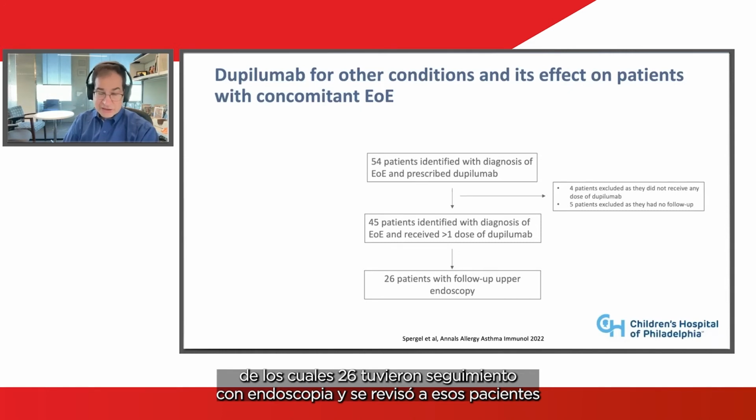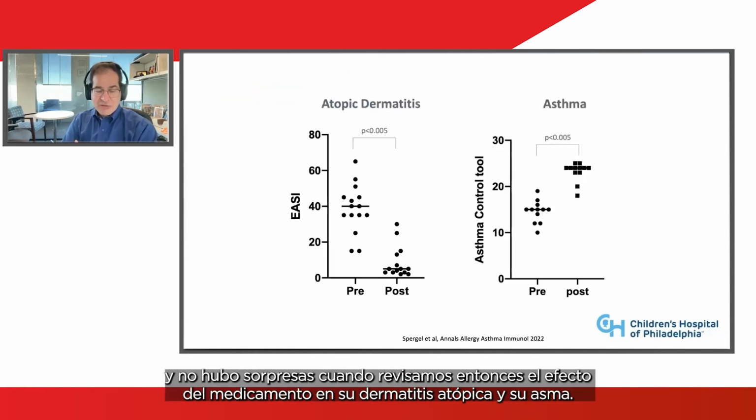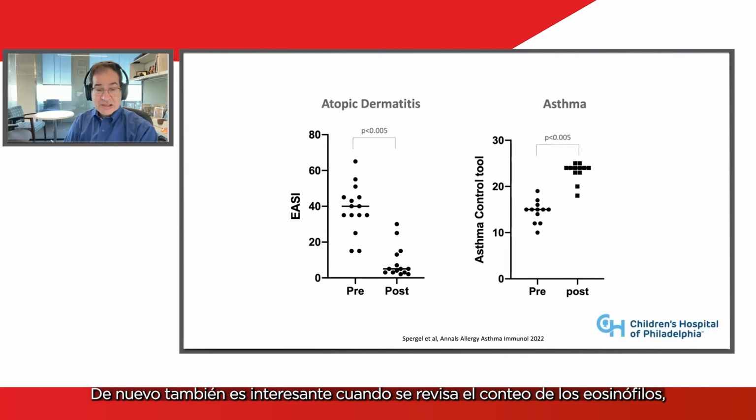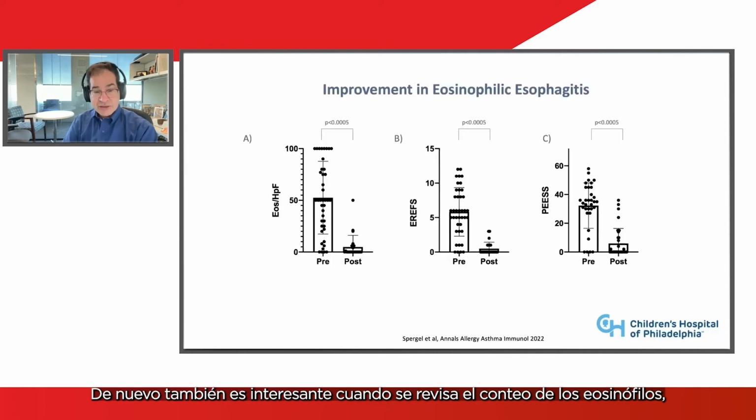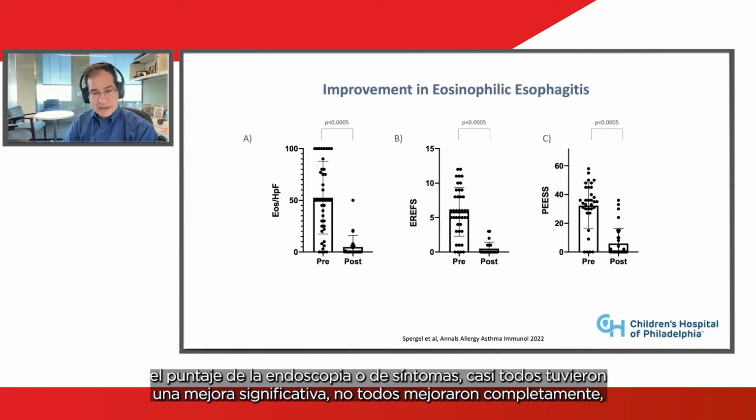who had follow-up endoscopies. Not surprisingly, when we looked at the effects on what the drug was approved for, the atopic dermatitis or the asthma, their asthma and atopic dermatitis improved in these patients. But it was also interesting that when we looked at their eosinophil counts, endoscopy scores, or the symptom scores, almost all had significant improvement.